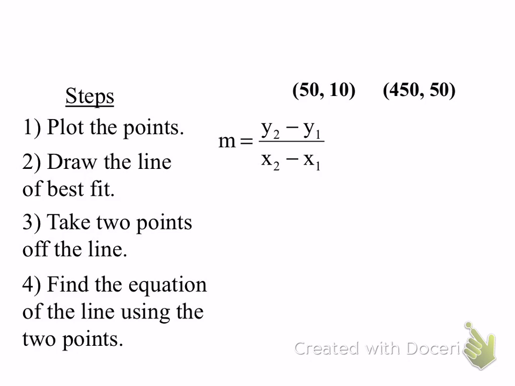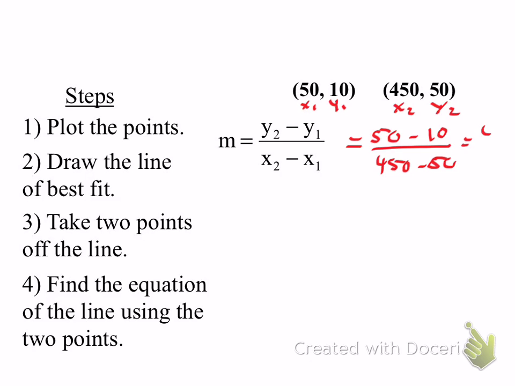What is y2? What is y1? y2 is 50, y1 is 10. So what's it going to look like? 50 minus 10 over 450 minus 50. We clear this up by just numbering our points: x1, y1, x2, y2. There we go. 50 minus 10 over 450 minus 50. And what do we end up with?